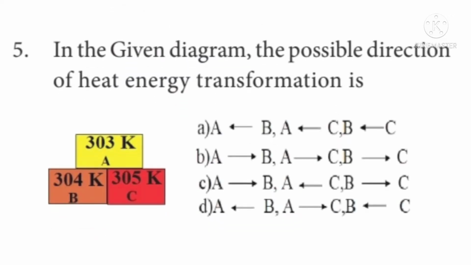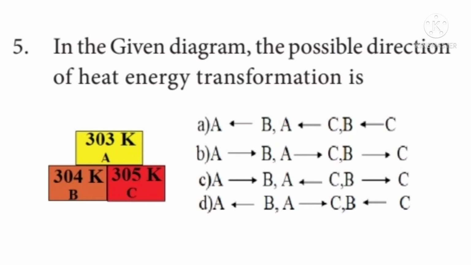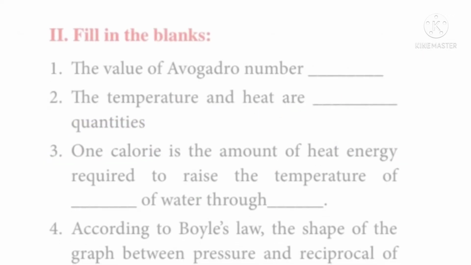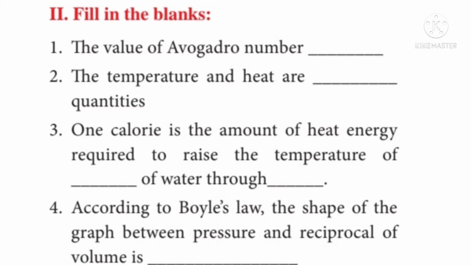Fifth question. In the given diagram, the possible directions of heat energy transformation is. These are the options. The correct option is option A. Fill in the blanks. Question number 1. The value of Avogadro number 6.023 into 10 to the power 23 mole per minus 1.